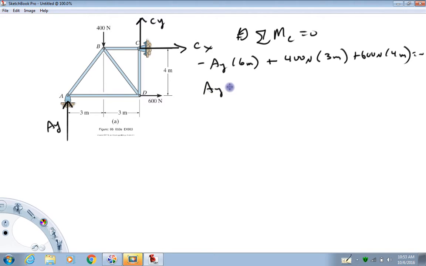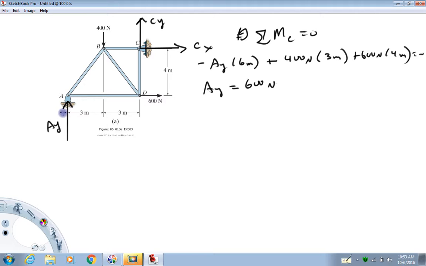So if we solve that for AY, I'm going to go ahead and get a calculator out because it's late in the day. All right, so I get AY equals 600 newtons positive. Yep, that looks right.